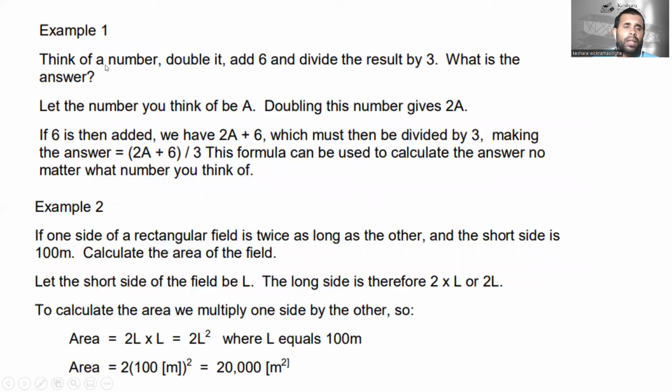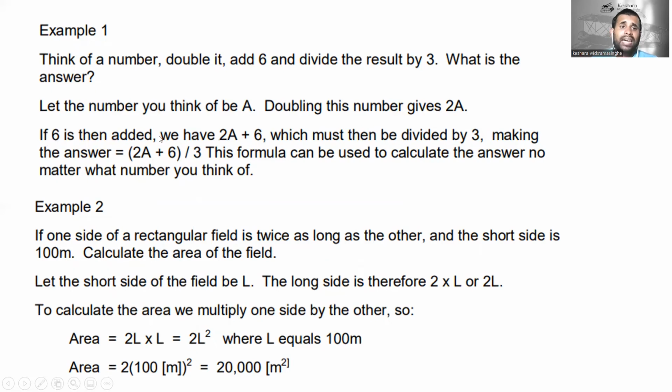So, example 1: think of a number, double it, add 6 and divide the result by 3. What is the answer? Okay, so let the number you think of be a. Doubling this number gives 2a.